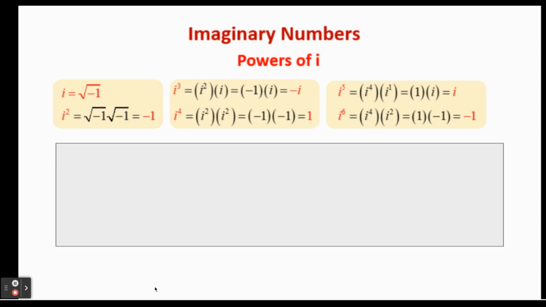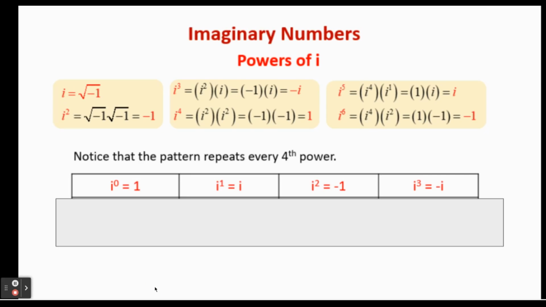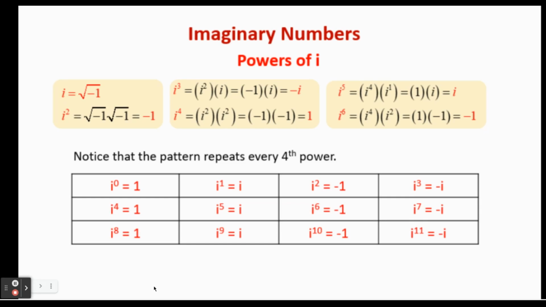Well, it doesn't take long to realize there's a pattern going on here. Does anyone see the pattern yet? Basically, every fourth power, the pattern repeats. So when you get to i to the fifth, you're back to i, i to the sixth is negative 1, i to the seventh is negative i, and then you go to i to the eighth. That's like two i to the fourths, which is just 1. You're going to end up with 1 again. And then i to the ninth is i, i to the 10th is negative 1, i to the 11th is the opposite of i, and it keeps going. It repeats every fourth power.